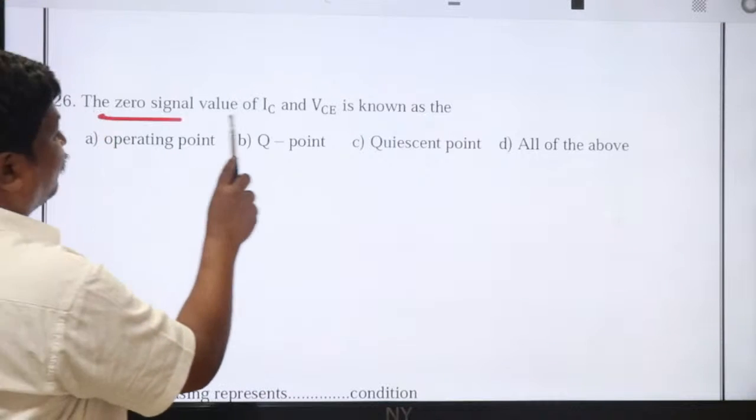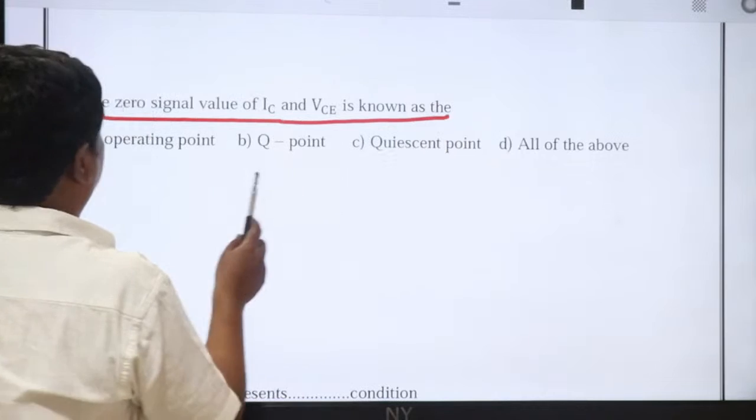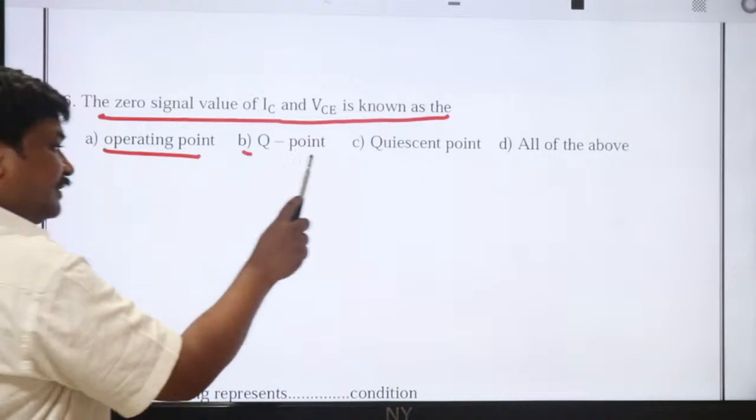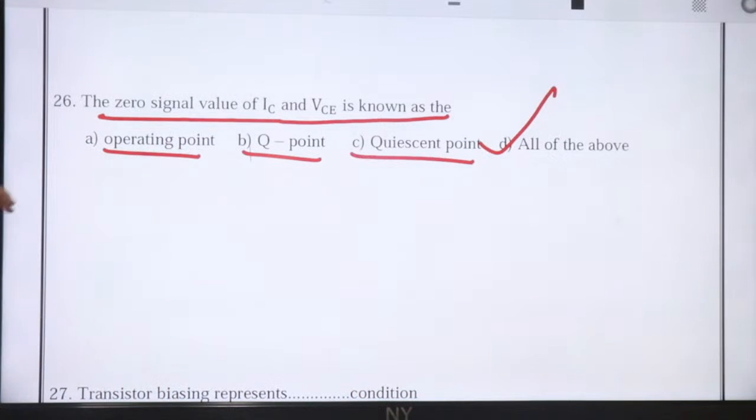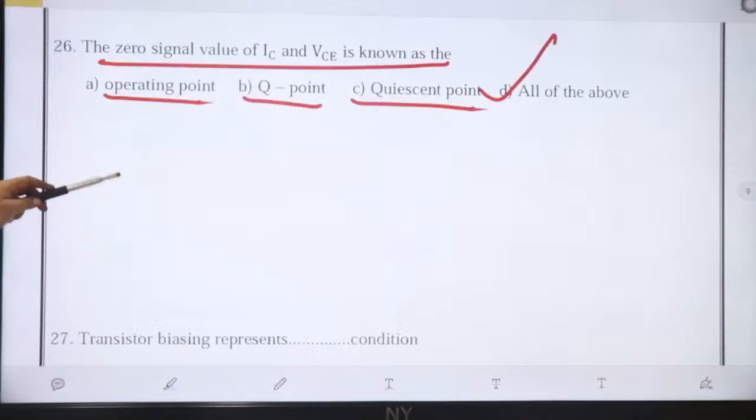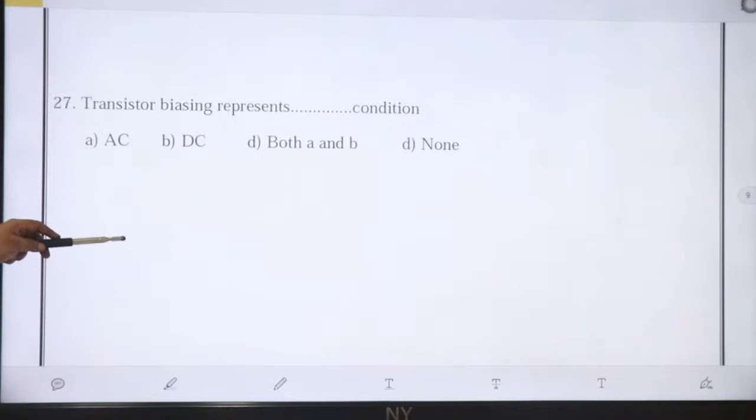The zero signal values of IC and VC are nothing but the operating point, Q point and quiescent point. All the above. Quiescent point, Q point, operating point.